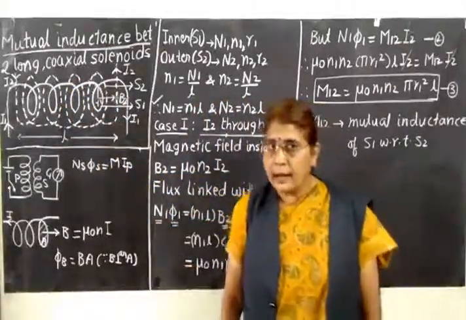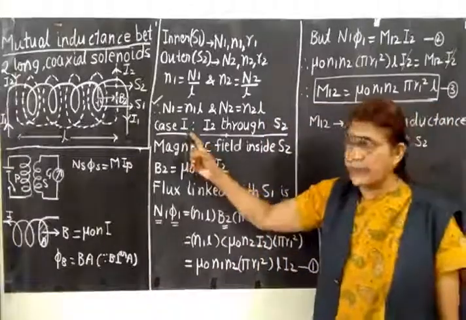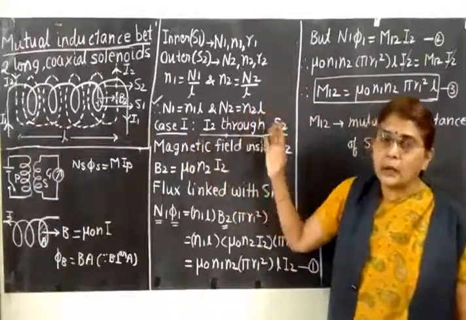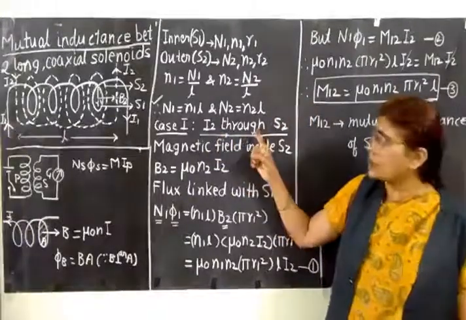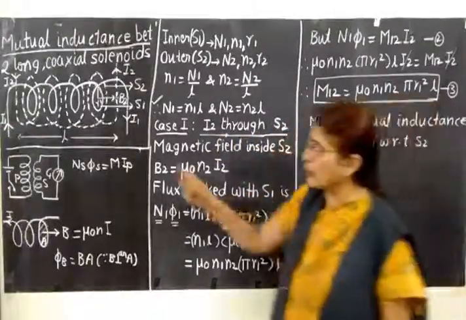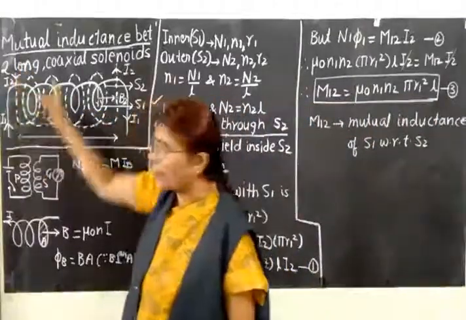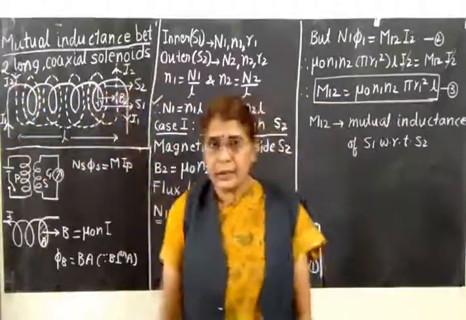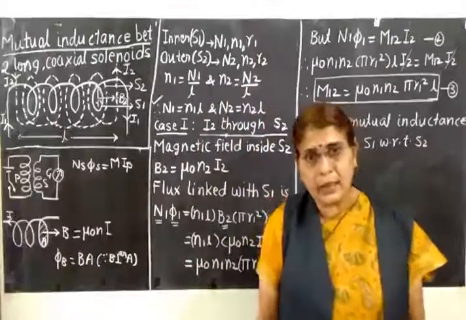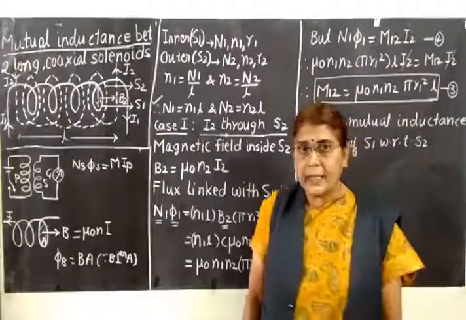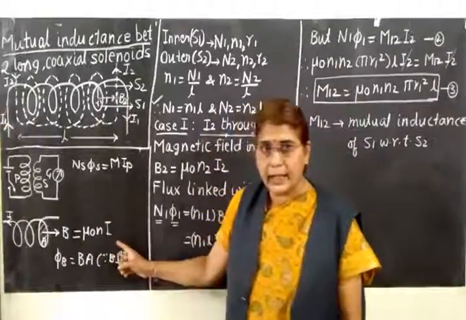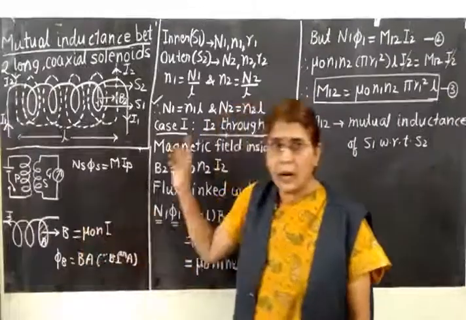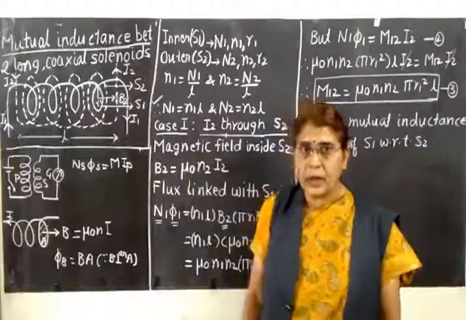Now let us first take case 1, that is you pass current through the outer solenoid. Let us denote the current as I2. So I2 is passed through the outer solenoid S2. Now just now I told you, whenever you pass current through any solenoid, a magnetic field is produced and the value of magnetic field is given as mu 0 n i. Now you make the changes for the outer solenoid. Put the values for the outer solenoid.